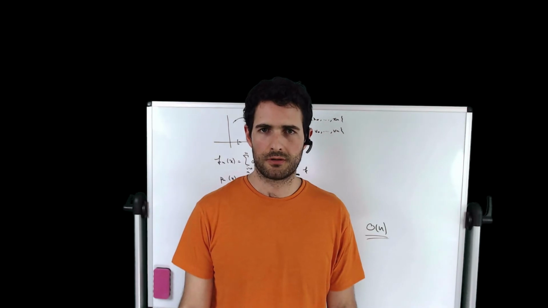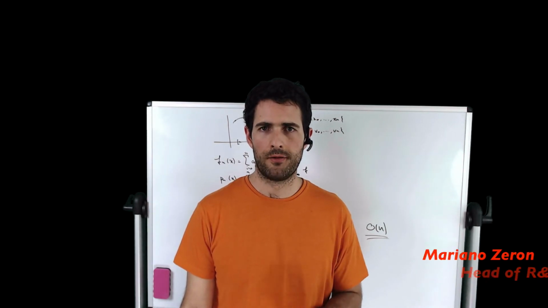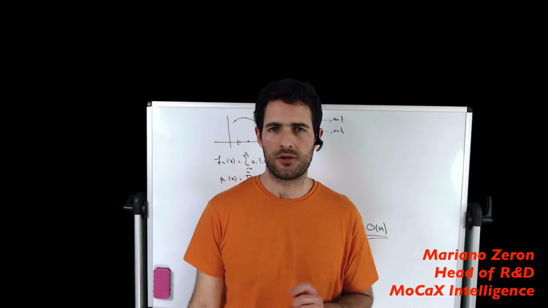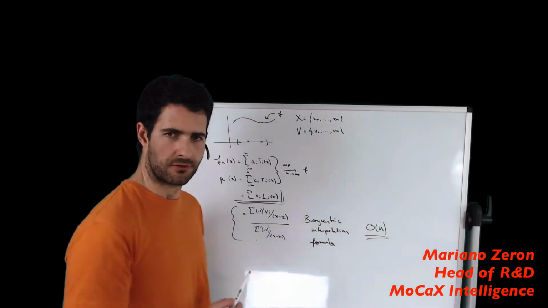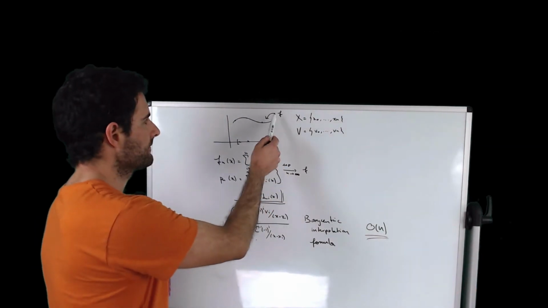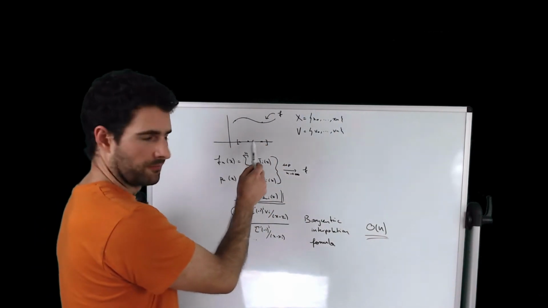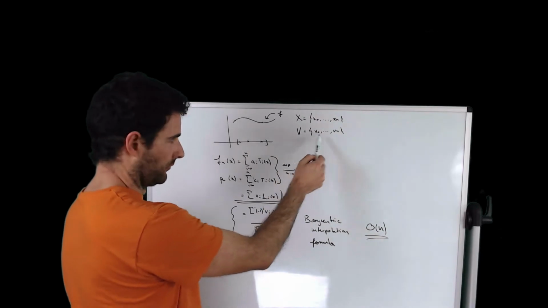My name is Mariano Zeron, and in this video, we're going to talk about the stability of the barycentric interpolation formula. So what do we have regarding the barycentric interpolation formula? Given a function f, once we evaluate it on Chebyshev points, we obtain a set v of those values.